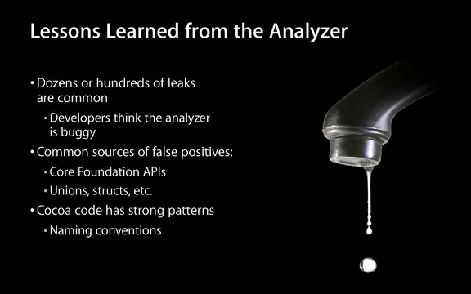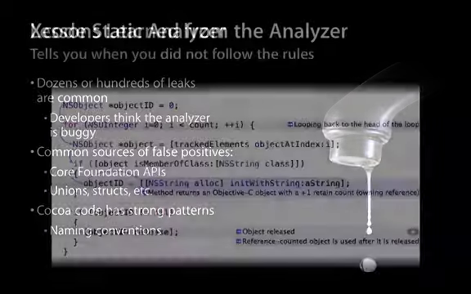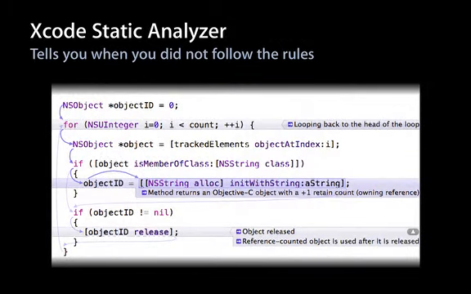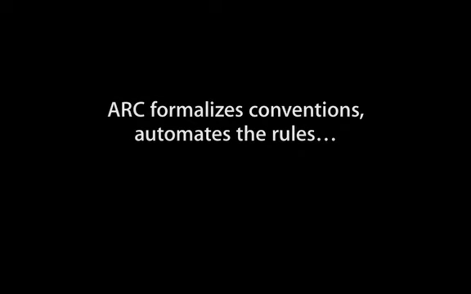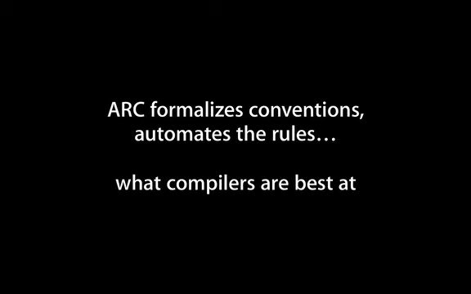The other observation that was part of the development of the analyzer was the realization, obviously, that Cocoa has strong patterns and conventions, and in particular the naming conventions. So, stepping back again to the analyzer, well, if we've got a tool that's able to figure out when you're following the rules and if you're breaking them, perhaps we can actually invert things a little bit. So ARC formalizes conventions for us and then automates the rules so that you don't have to. And in particular, this then is what compilers are best at, following and adhering to rules.